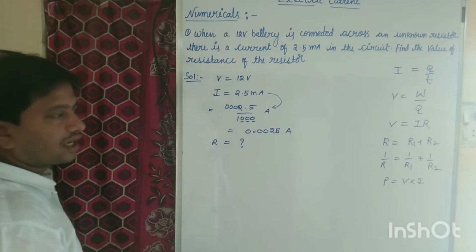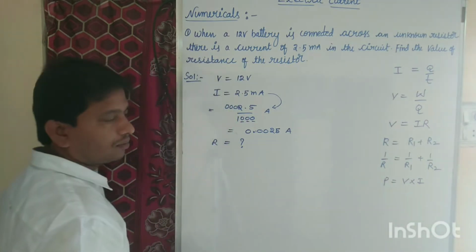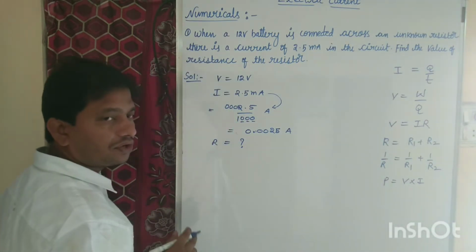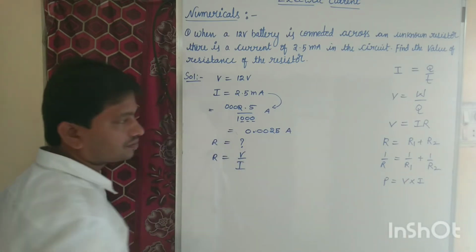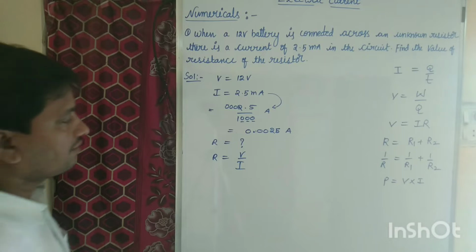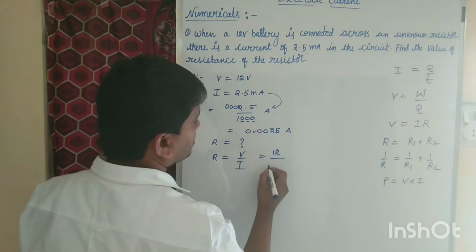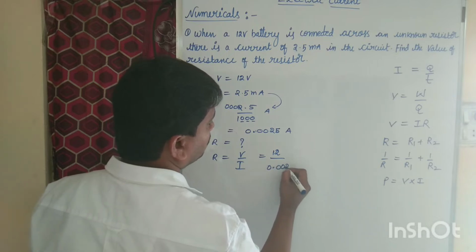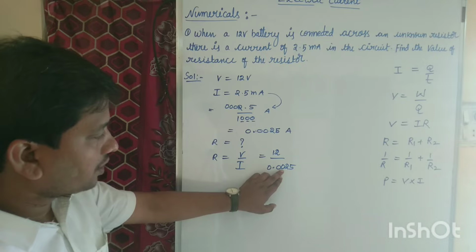So according to Ohm's law, what is Ohm's law here? V equal to IR. But actually what we want to find? We need to find R value. So the formula for R is V by I. What is V? V is 12 volts divided by I is 0.0025. Right? Students, here after the point there are 4 digits.